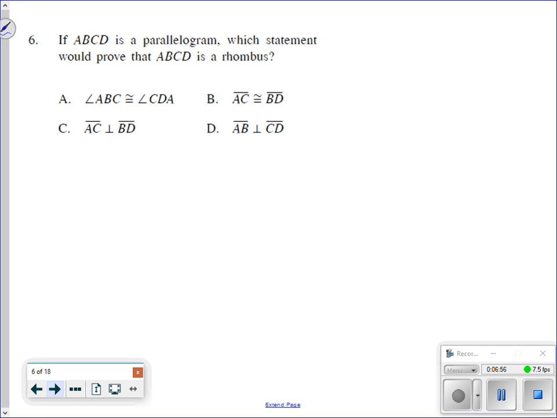ABCD is a parallelogram. What would make it a rhombus? Well, ABCD, okay. We're going to draw our diagonals in here just in case we need them.